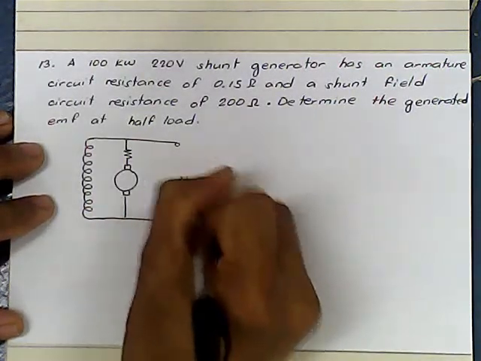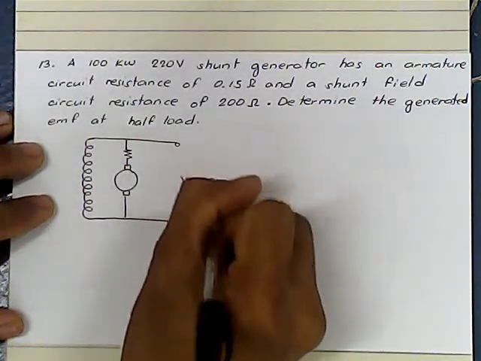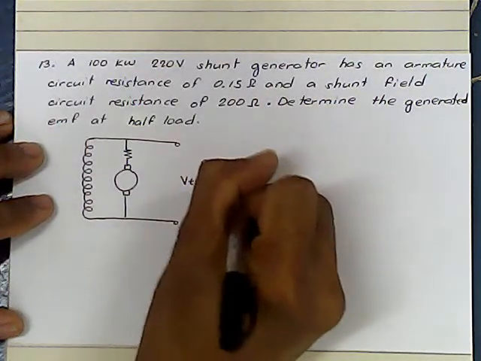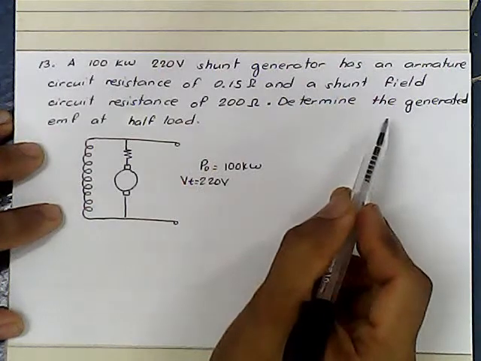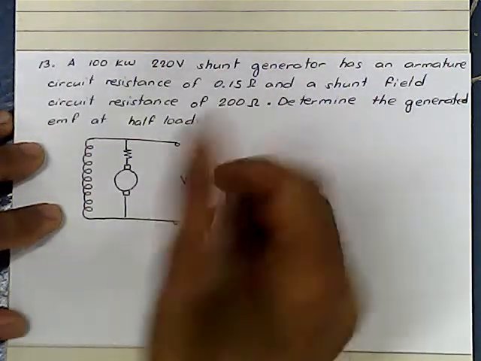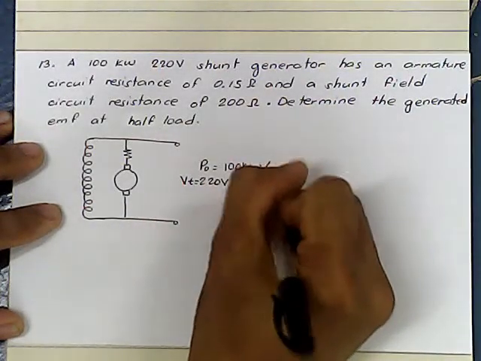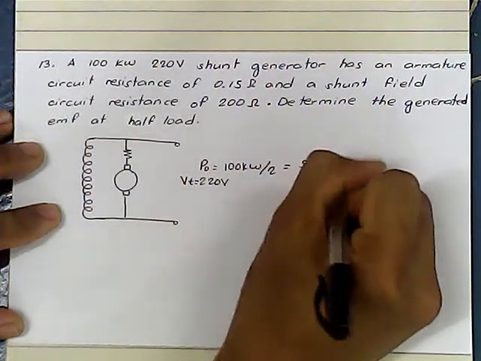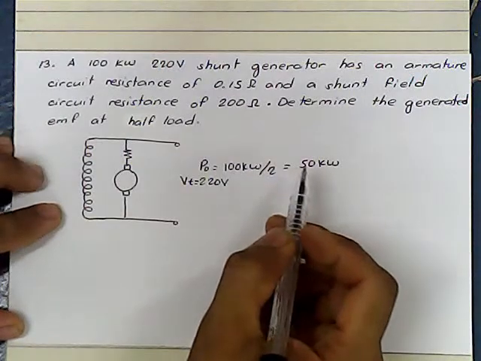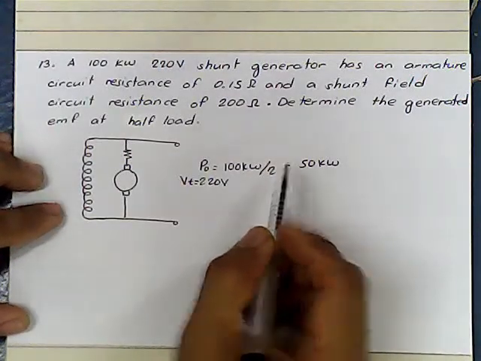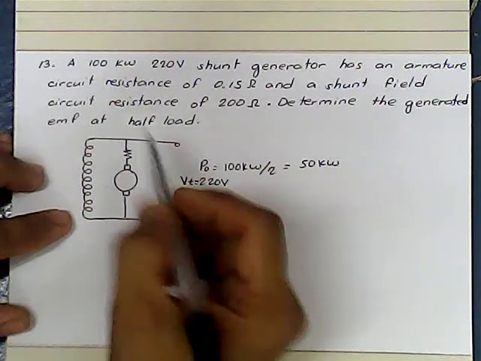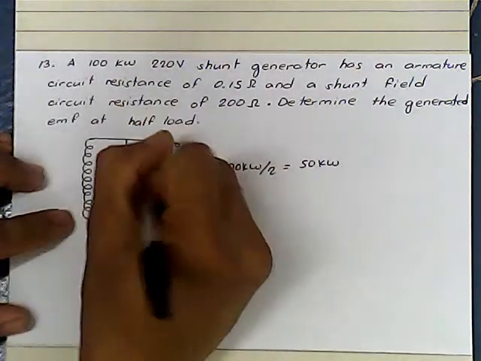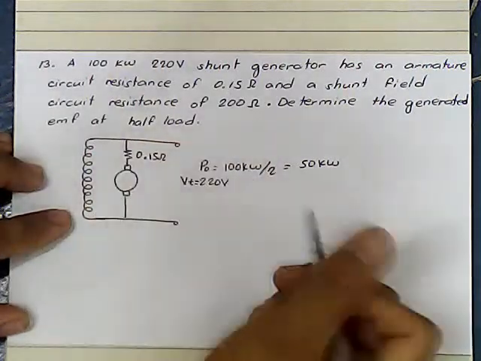Okay, the terminal voltage is given as 220 volts. The power output is 100 kilowatts. But what it says is half load. So that means when it is half load, we just divide this by 2. We're going to have only 50 kilowatts used by our system, instead of using the 100 kilowatts. So the RA is 0.15 ohms.